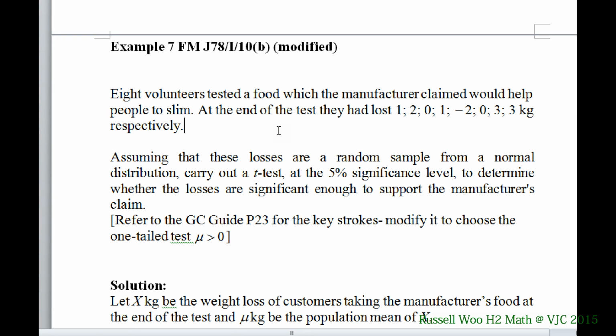Example 7. This example illustrates the super good use of GC. Really, really. This one saves you a lot of trouble. The difference is, now the question gives you 1, 2, 0, 1, -2, 0, 3. These are how many data points? 8 data points. N equals 8. Correct? N equals 8. And these are individual data.